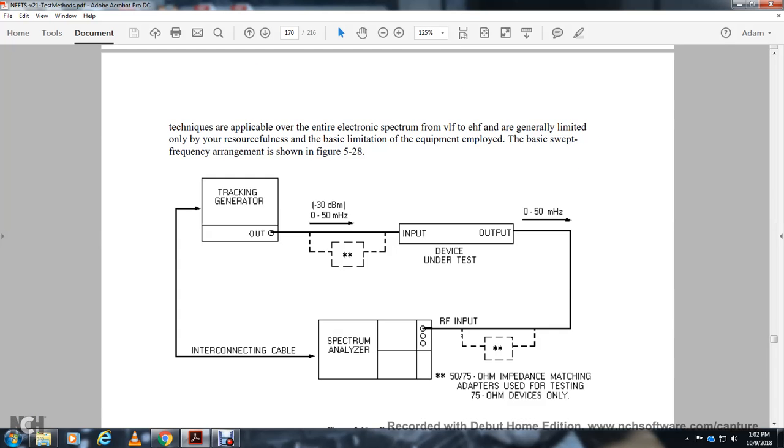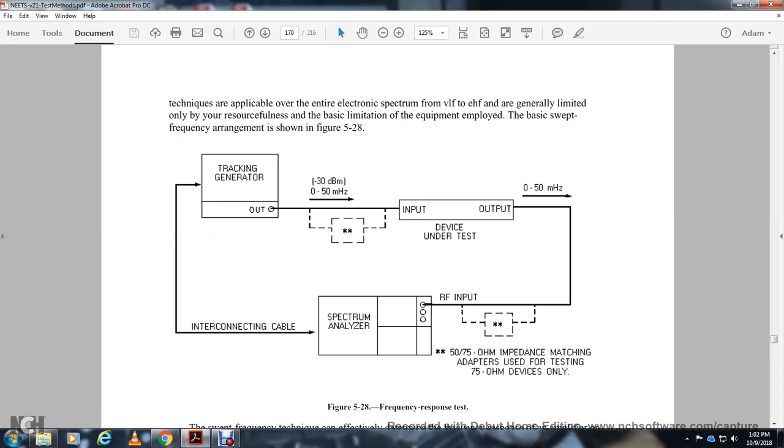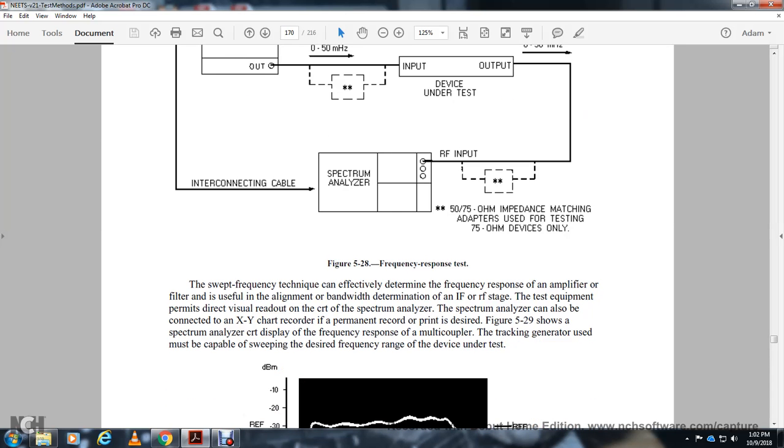Figure 528 shows the tracking generator interconnection: a negative 30 decibel output, 0 to 450 megahertz input, connected through the device under test to the 0 to 50 megahertz radio frequency input of the spectrum analyzer, with a 50 to 75 ohm matching adapter for testing 75 ohm devices. The swept frequency technique can be efficient for determining the frequency response of an amplifier or a filter, with the use of the analyzer and determination of the intermediate frequency and radio frequency stages of the test equipment, permitting a direct visual readout on the cathode ray tube spectrum analyzer.